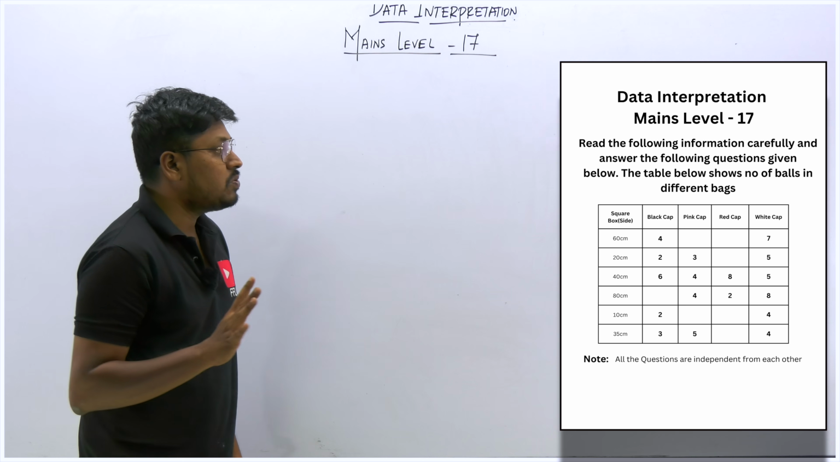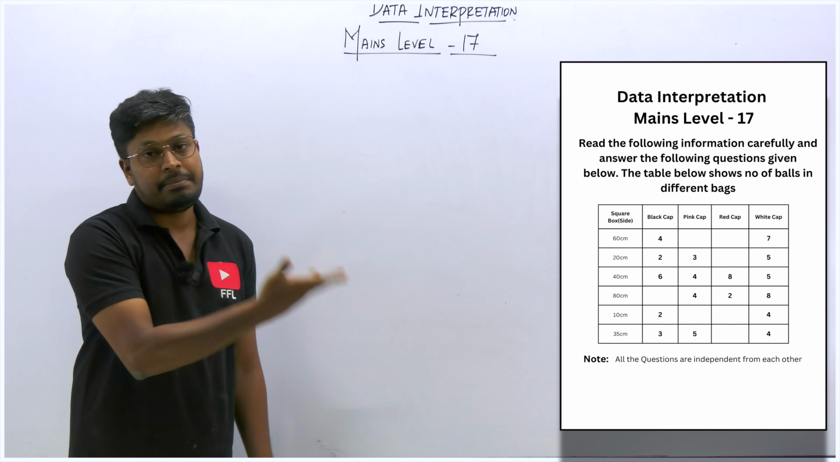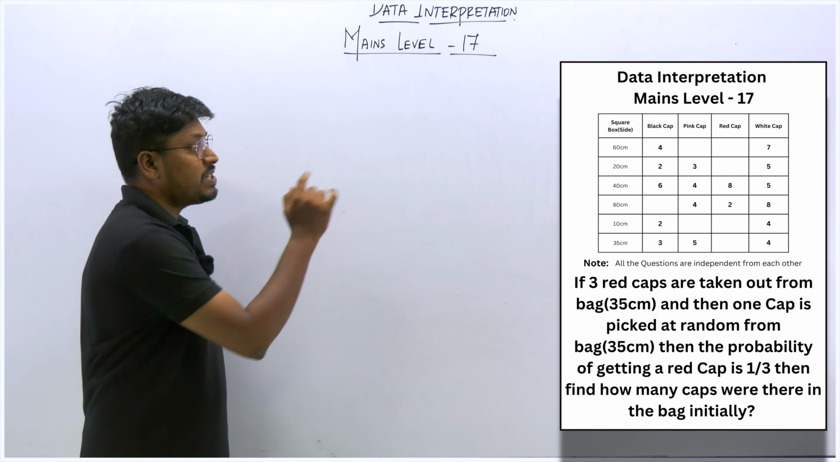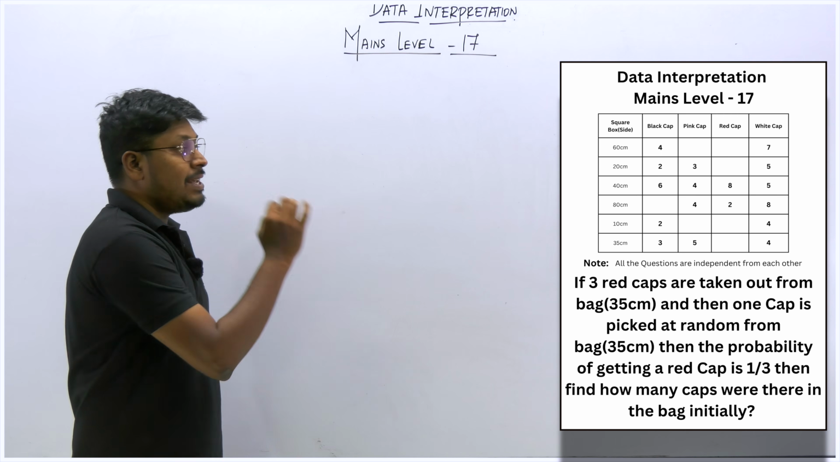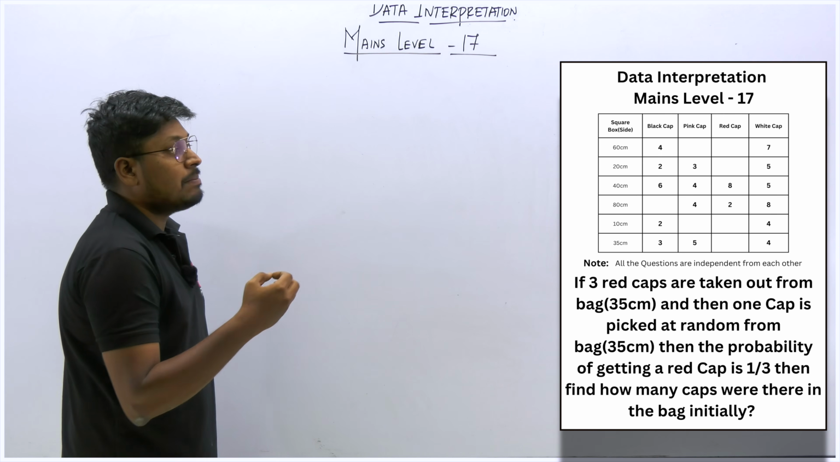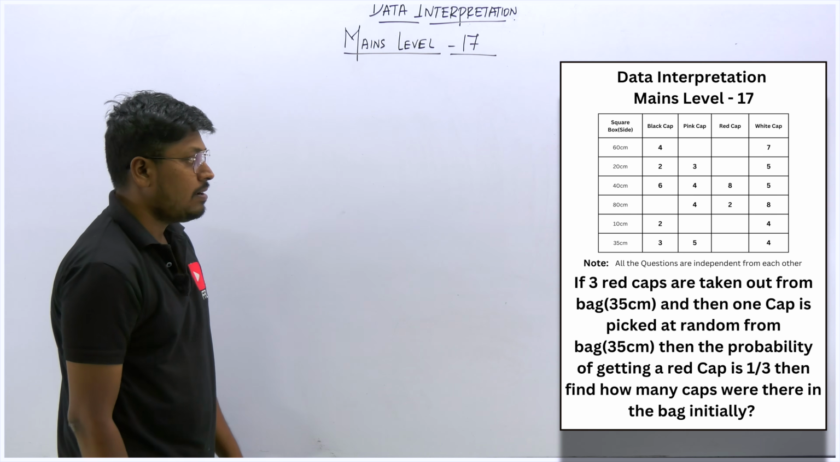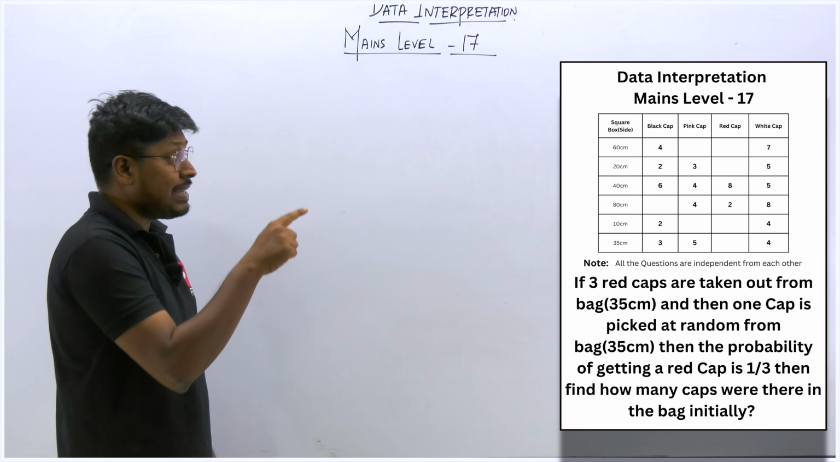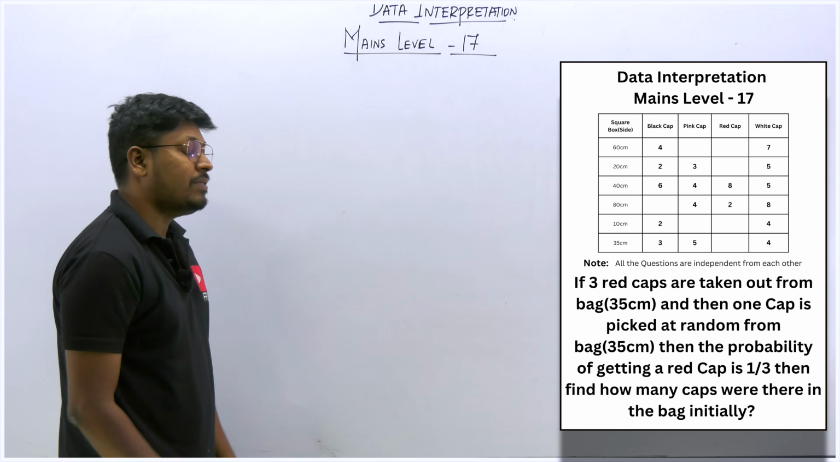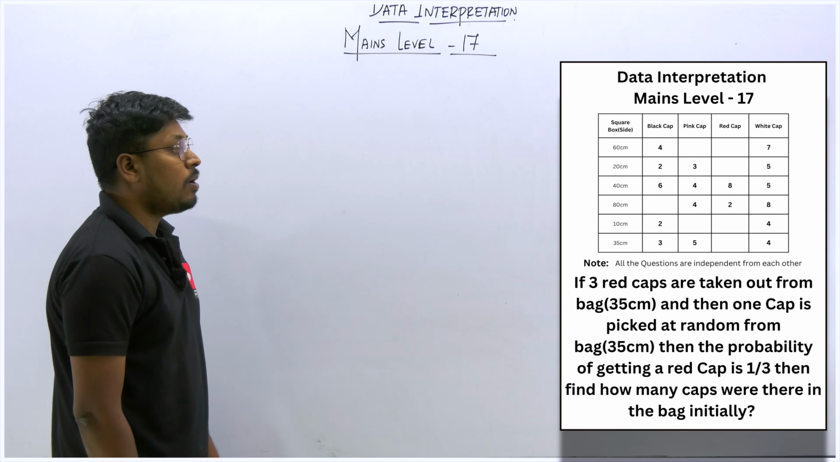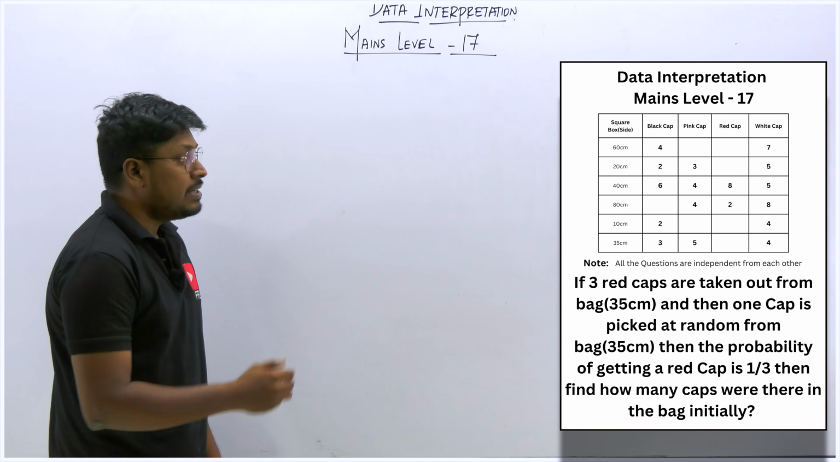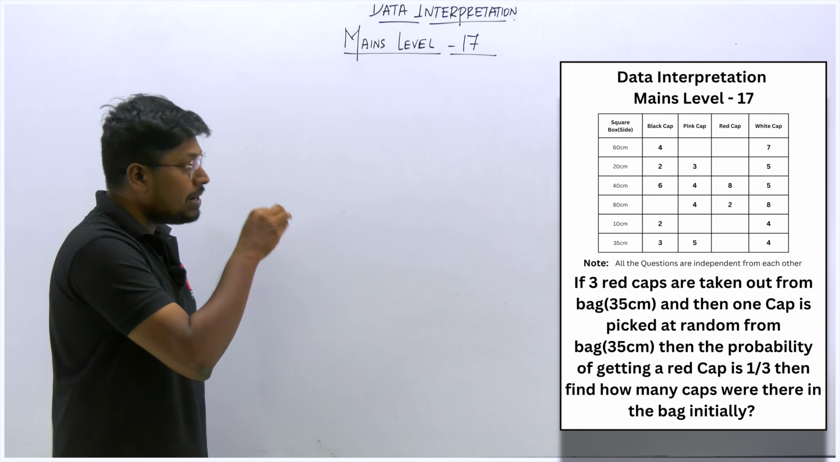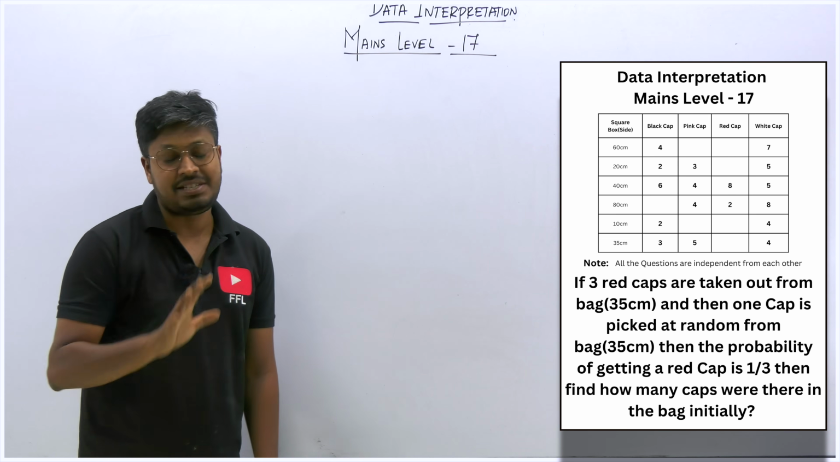So now what we need to do is start solving a question based upon this chart, right? Question number 1. If 3 red caps are taken out from the bag of 35 centimeter and then one cap is picked at random from the bag of 35 centimeter, then the probability of getting a red cap is 1/3. Find how many caps were there in the bag initially.